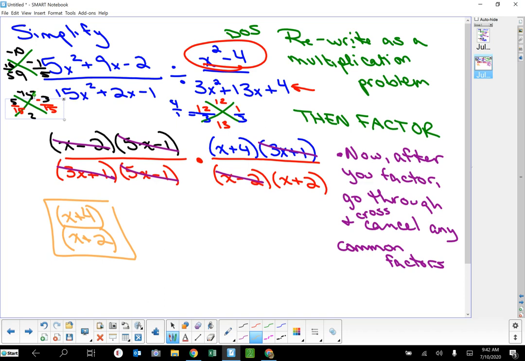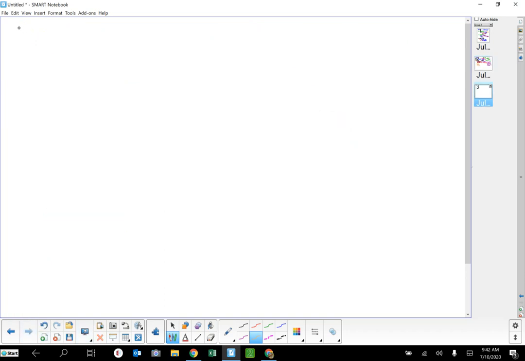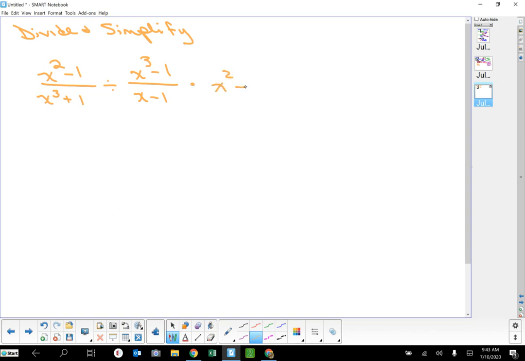Okay? All right, here's the next question that we're going to do. Add a page. Okay, so divide and simplify. Here's the problem. x squared minus 1 over x cubed plus 1 divided by x cubed minus 1 over x minus 1 times, the way it's written in Varsity, it just looks like x squared plus x plus 1. If you need to think about this as being over 1, you can. It won't affect it at all, but some of you might need to do that.